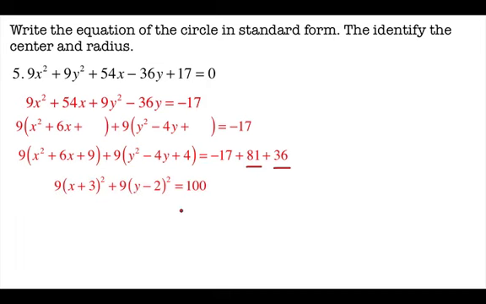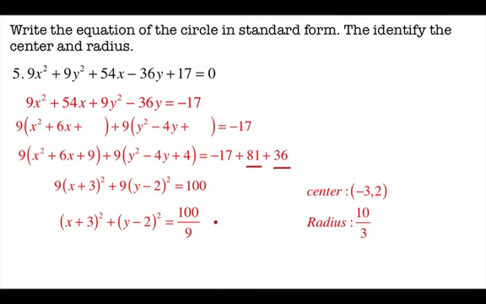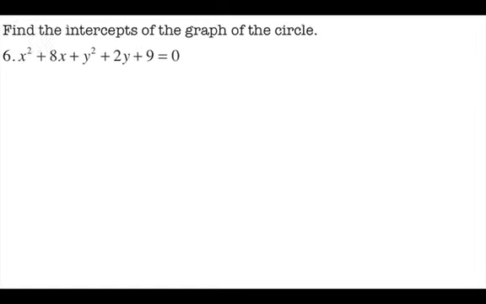Factor, simplify, and then I'm going to divide both sides by 9. And this is the standard form of the equation of the circle. So now I should be able to come up with the center and the radius, which is there. Let's go to the next slide.